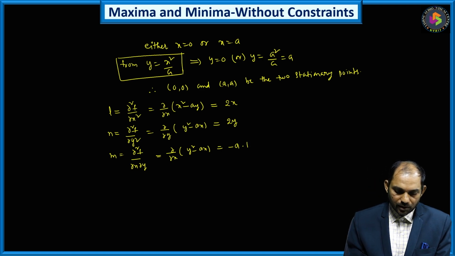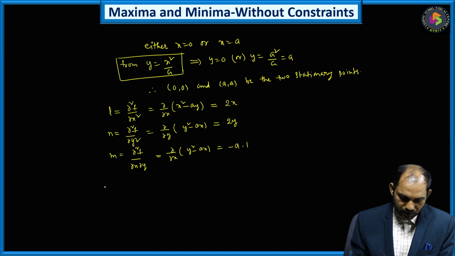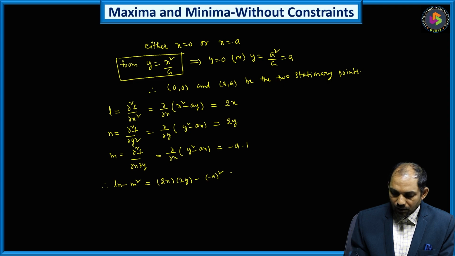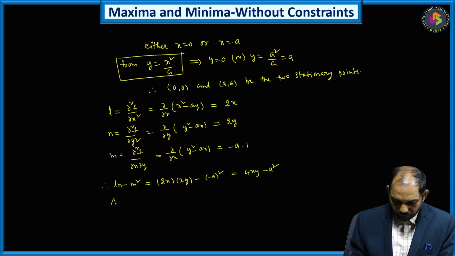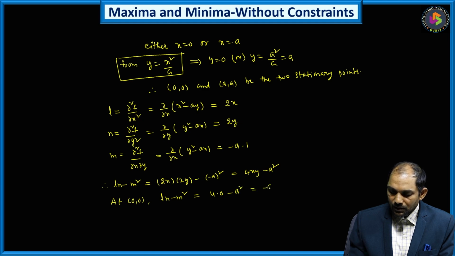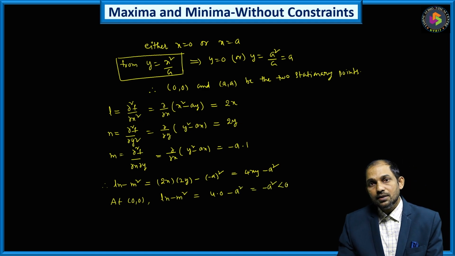Now after computing l, n, m, let us compute the expression for ln minus m². Therefore, ln minus m² is equal to 2x multiplied with 2y minus a whole square. This is given by 4xy minus a². In this, we have to check the sign of ln minus m² at the stationary points. So the first stationary point is 0, 0. At 0, 0, ln minus m² is 4 times 0 minus a². It is nothing but minus a², and its sign is less than 0.